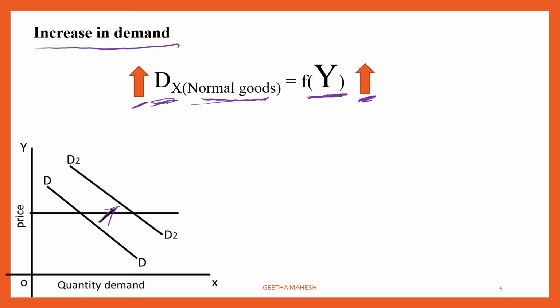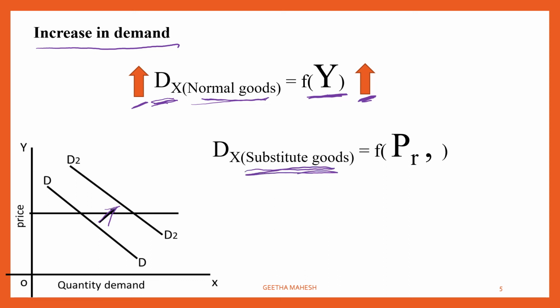Now, just consider the price of related good. Here I have taken substitute goods. A good example is coffee and tea. Here I am going to consider that the price of tea increases, then tea becomes costlier. So then definitely demand for coffee increases, which leads to increase in demand. So, the demand curve will shift from DD to D2D2.